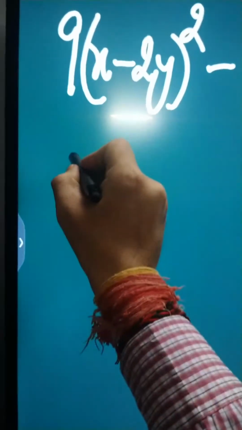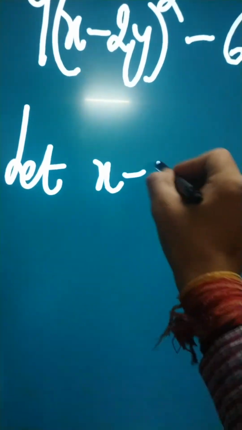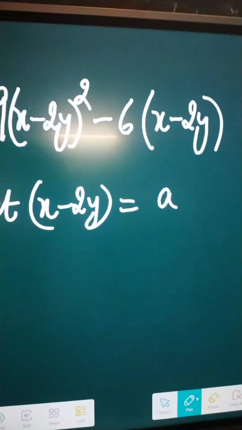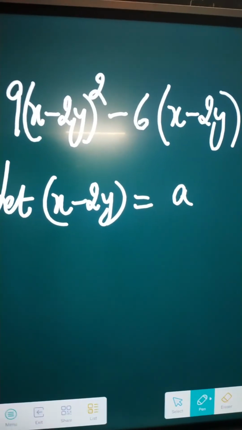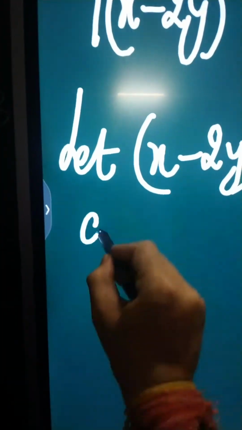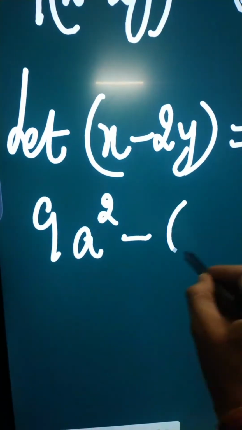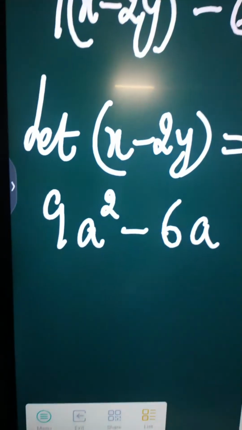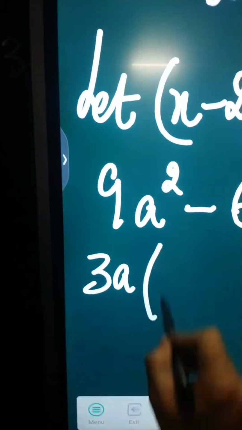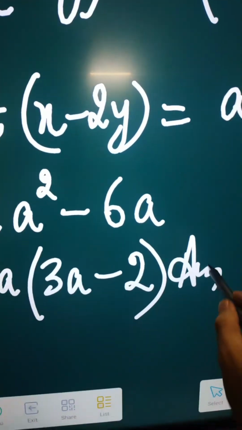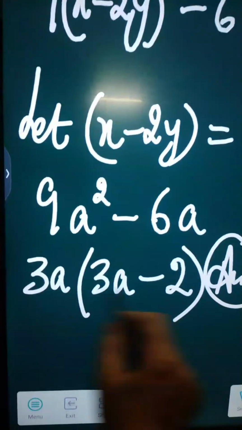The first way is to solve directly. Find the HCF. So let me do one thing. Let x minus 2y be equal to a. This is to simplify the question. Wherever there is x minus 2y, write it as a. So this question will become 9a square minus 6a. Now factorize it. What is the HCF? 3a is the HCF. 3a minus 2. This is my answer, but the answer cannot be written like this because the question was not this.